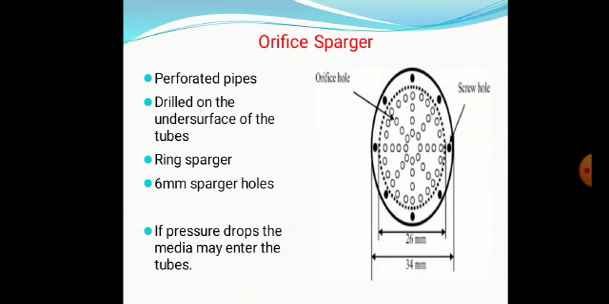The only problem here is that pressure should not drop. You have to continuously supply air with high pressure. What happens if pressure drops is that the media will enter into the pipes. To avoid that only, we are keeping it at the underside of the tube, not on the top.